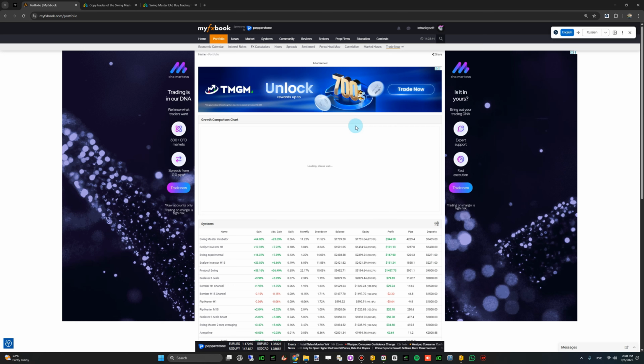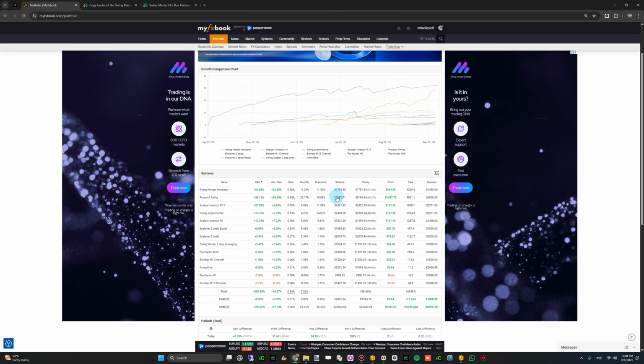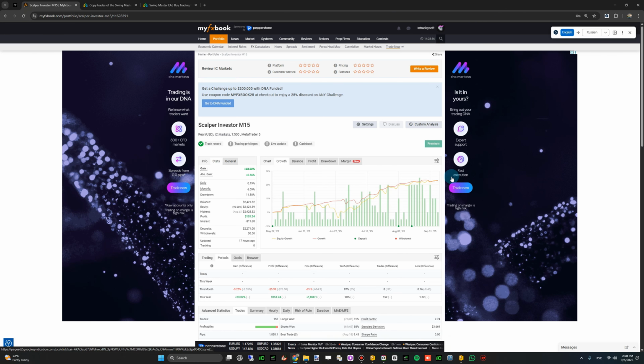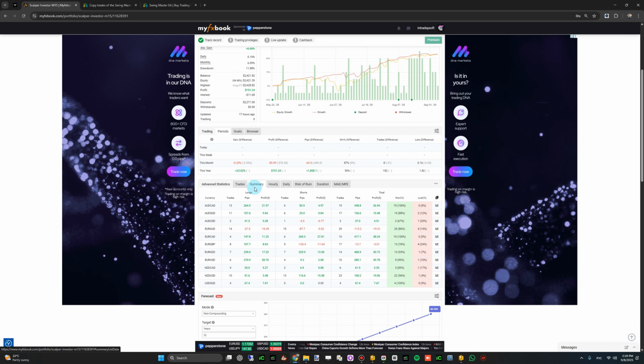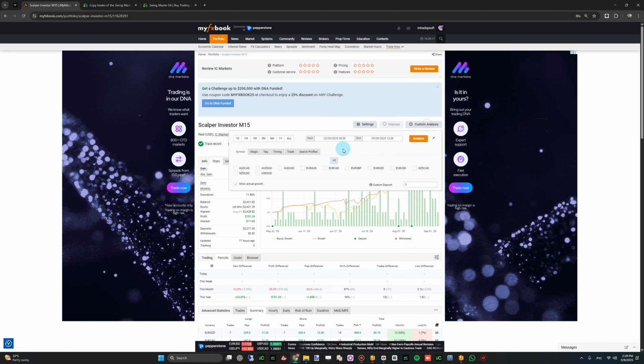Let's also go to the portfolio and see that. Let's take any of the other available options. Let's take Scalper Investor, for example. This is another one of my expert advisors. Let's also filter the overall statistics by points, and we'll see that here, for us, the euro pound is just as unprofitable as in Swing Master, and here, the euro against the Australian dollar is also unprofitable.